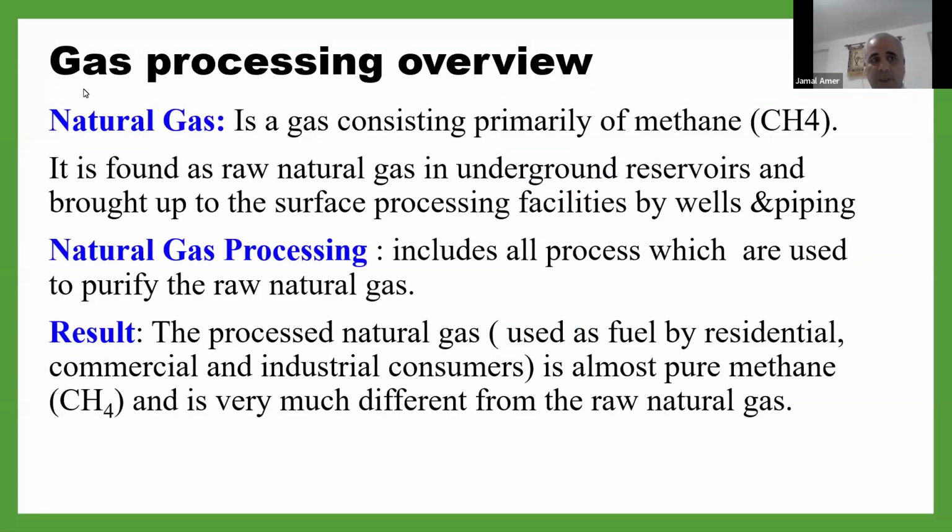So, what is natural gas? Natural gas is a gas consisting primarily of methane, CH4, and it is found underground in reservoirs. We can produce this gas by drilling a well to this reservoir and completing the well according to the purpose of production. So we can produce these gases through the wellhead to the stations, to the gas plant, and for further treatment.